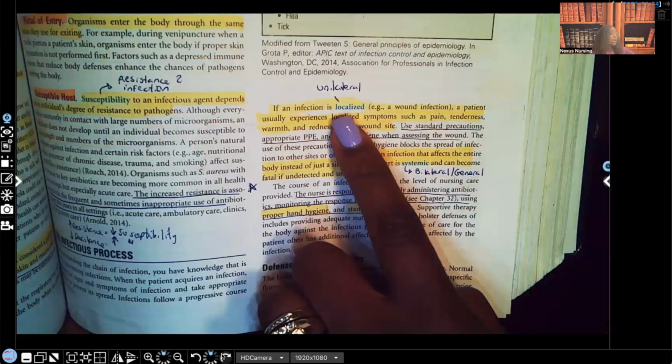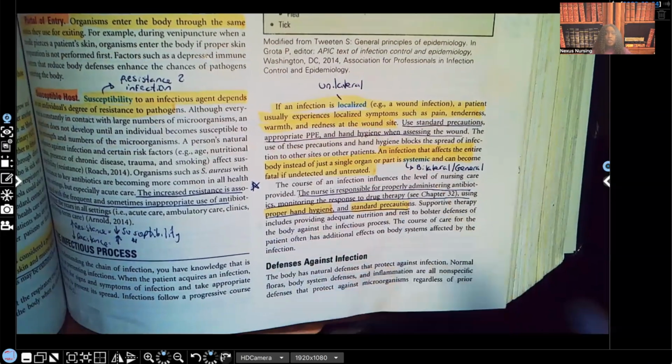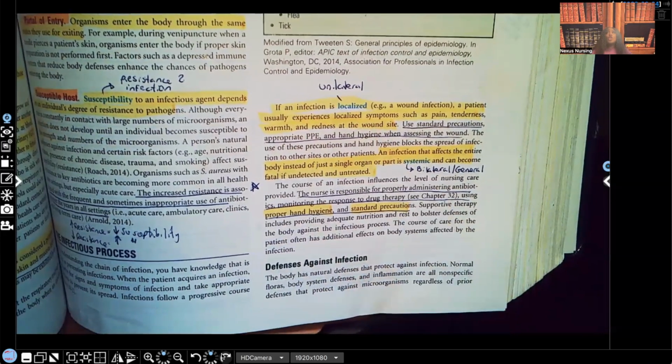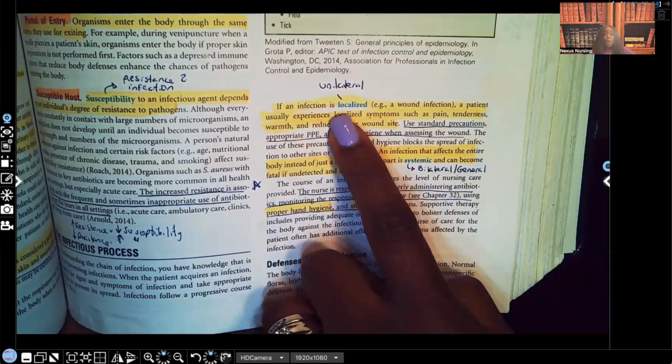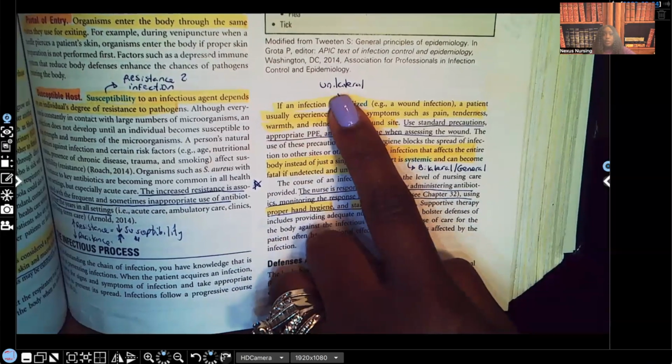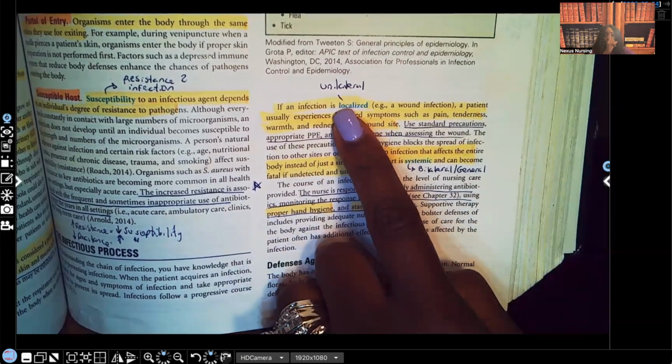Let's talk about the difference between localized infections versus systemic infections. This is important. You have to know the difference. When an infection is localized, it's in one area, it's affecting one organ, versus when it's systemic, it's all over the body, right? So let's talk about localized first. If an infection is localized, and up here I wrote unilateral, so it's not going to be on both sides of the body, it's localized to one particular area, okay?